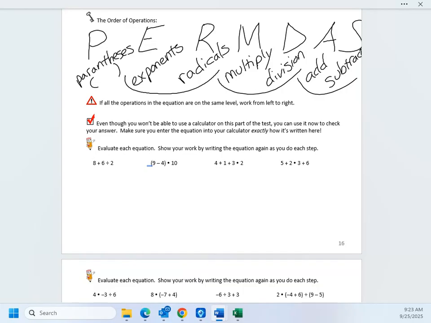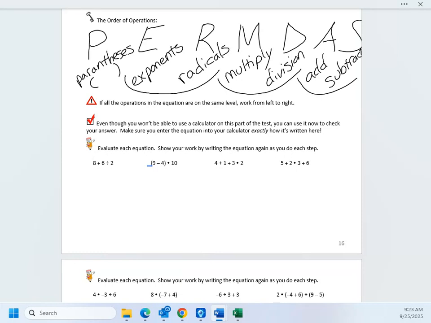So often, people will skip over the subtraction sign and go to the addition sign because they see the A comes before the S in PERMDAS. The ones that I linked together, it doesn't matter which one comes first. Exponents, radicals, multiply, divide, add, subtract. If it's on the same level, it's whichever one comes first. I keep repeating that because it's a super common mistake. Okay? Don't make that mistake.